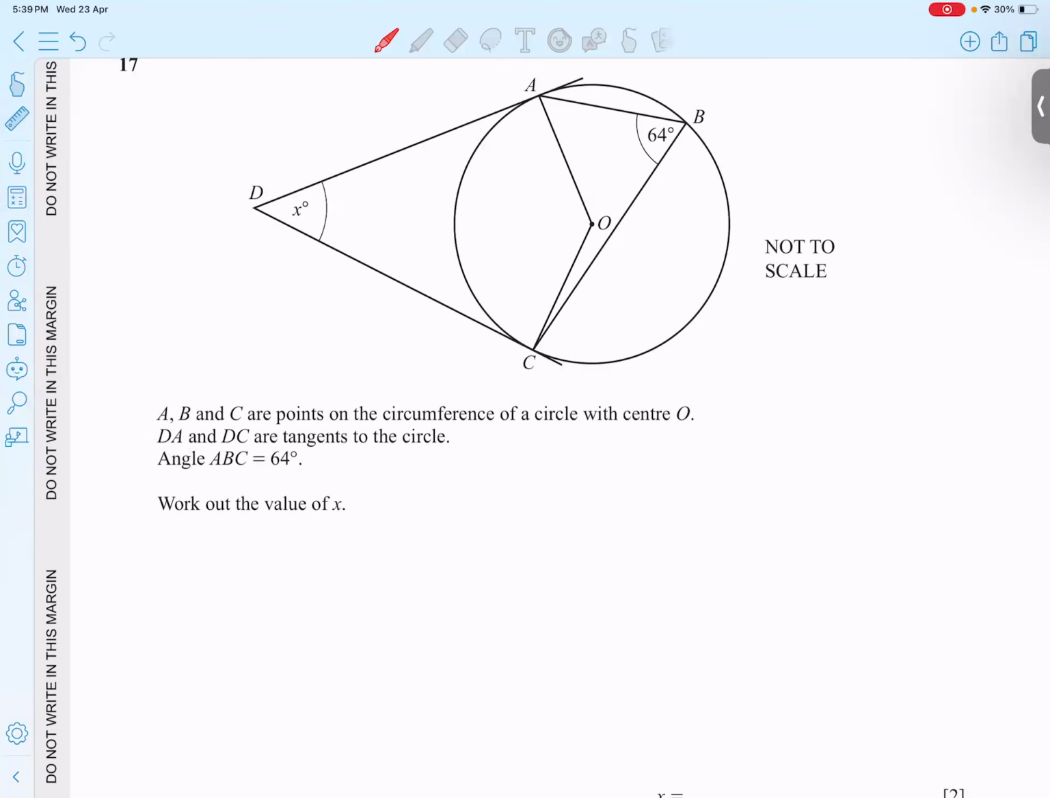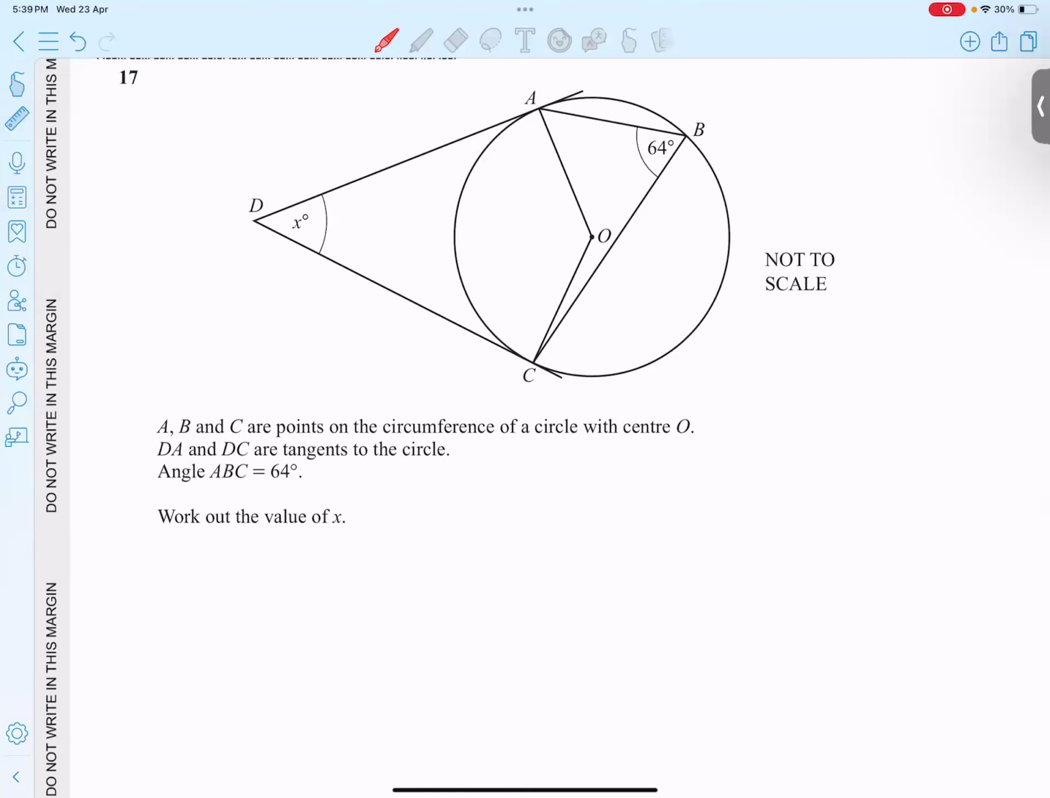Question number 17. In this question, we have to focus on finding X. What is the method to do the question? I will show all the basic properties which we use in this kind of question. Concentrate: when we have the center of a circle and 2 points fixed here, for example, they meet here and meet the center of the circle, and if this is 64, what is this? It is double, so 64 times 2.